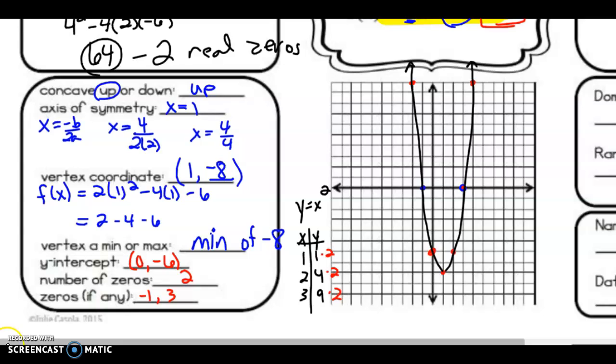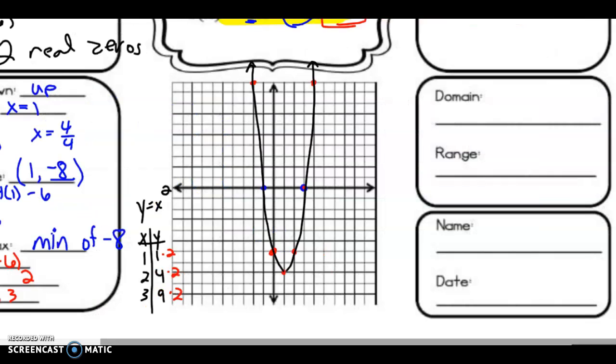Okay, finally, just putting this together with the zeros and the graph, what would the domain and range be? Domain for these, what can we plug in for x? We can always plug in anything in the quadratics. So we're going to say all real numbers. And then the range, what would the range be? So what can y be? We say y needs to be greater than or equal to negative 8.